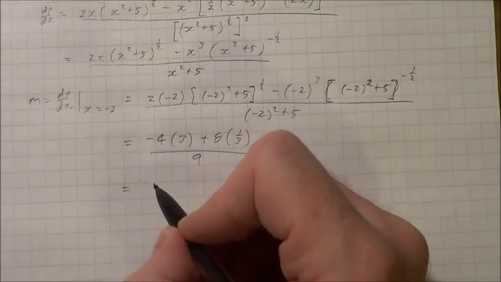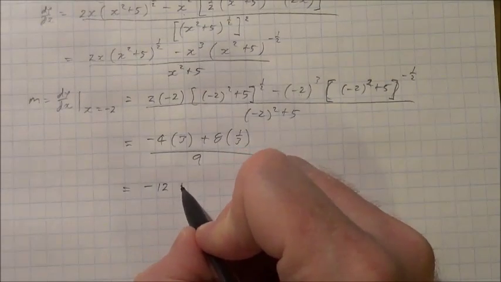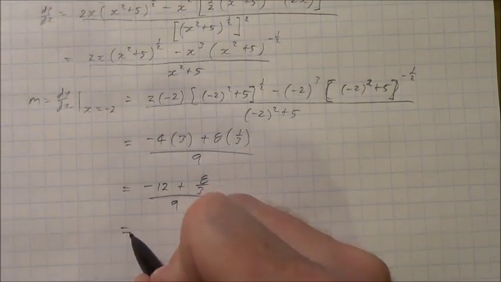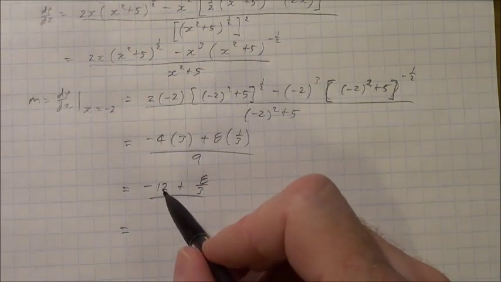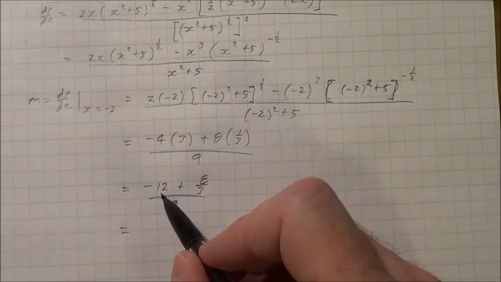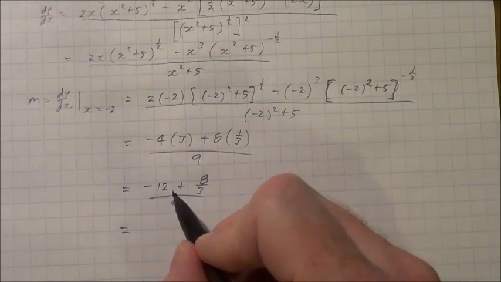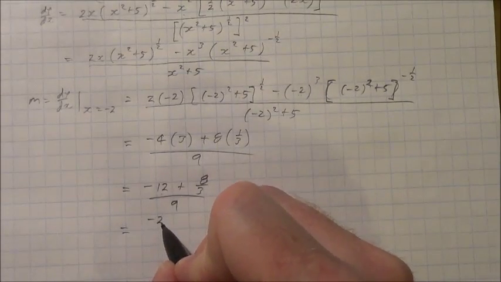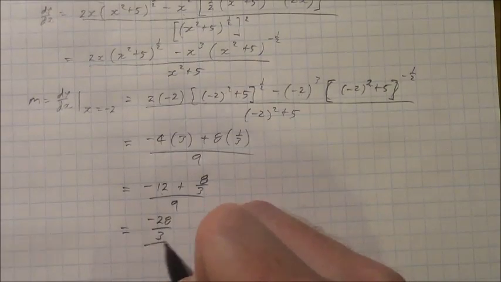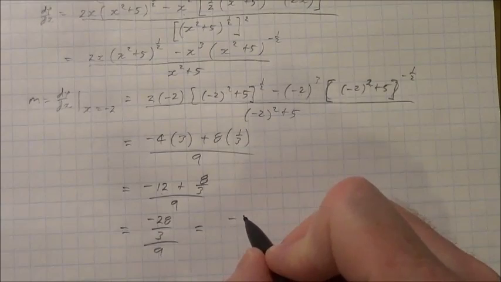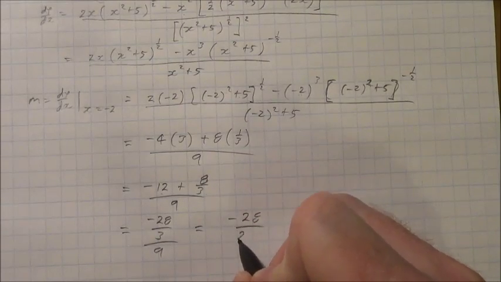And so now we'll just simplify a little bit. So we got negative 12 plus 8 over 3 all over 9. And negative 12 is negative 36 over 3 to get a common denominator with 8 over 3. And negative 36 plus 8 gives me negative 28 over 3 all over 9. And then that becomes negative 28 over 27.